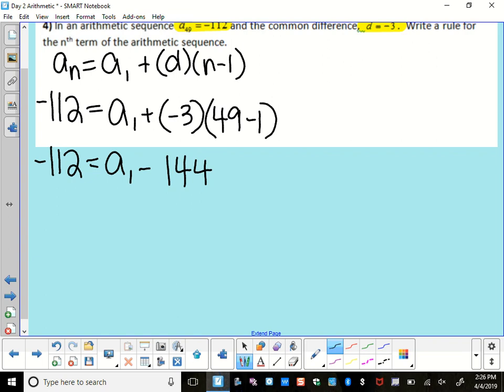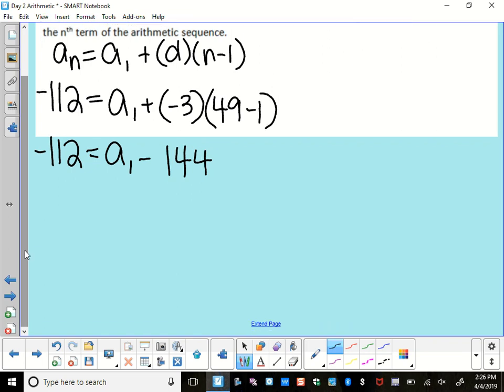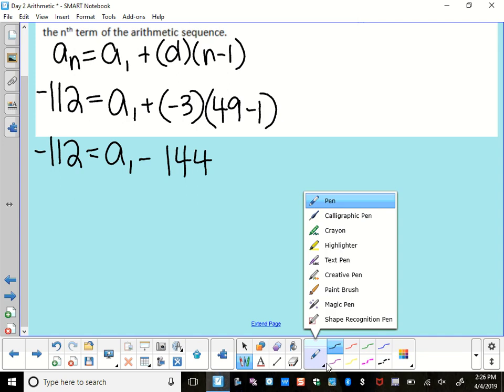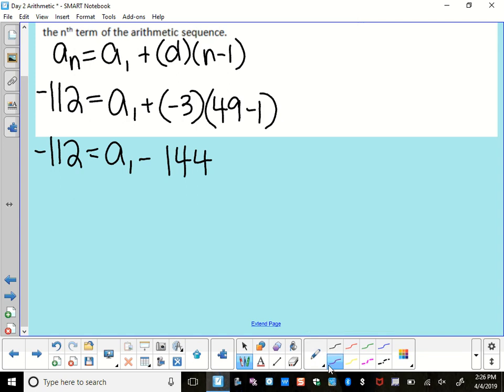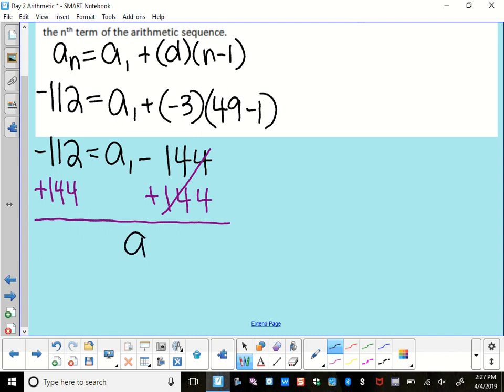Alright, how do I solve for my first term now? Imagine that a sub 1 is just an x. How do you solve for x? I'm going to add 144 to both sides. That disappears. I'm left with my first term equals, what's negative 112 plus 144? 32.